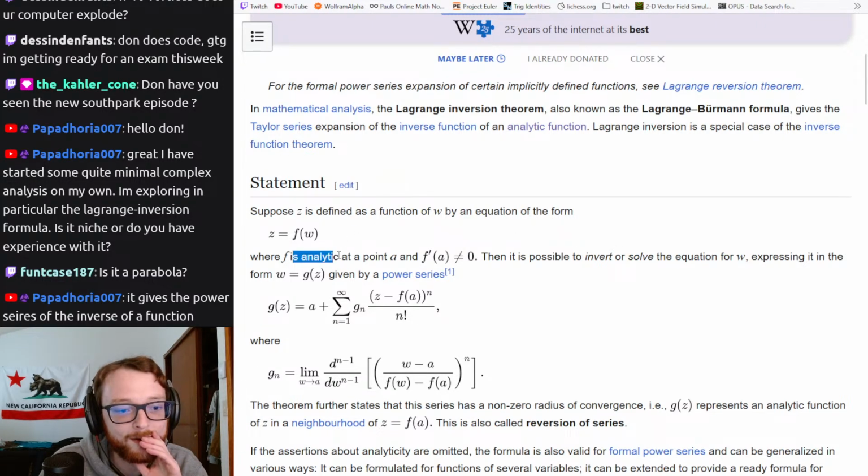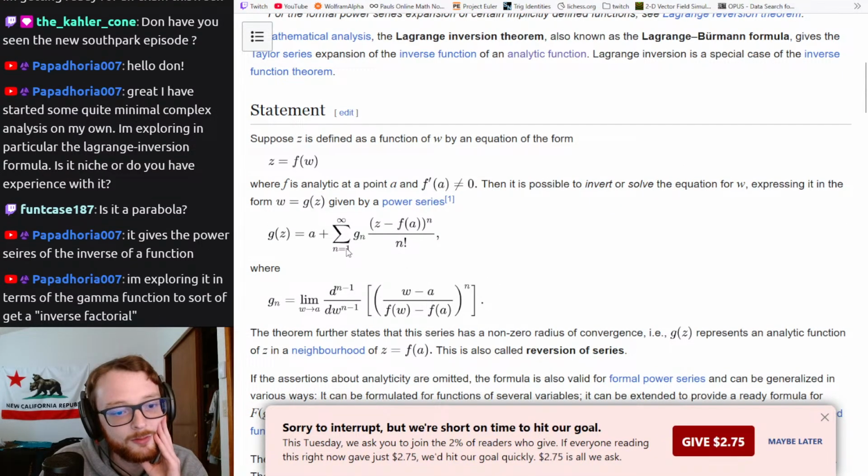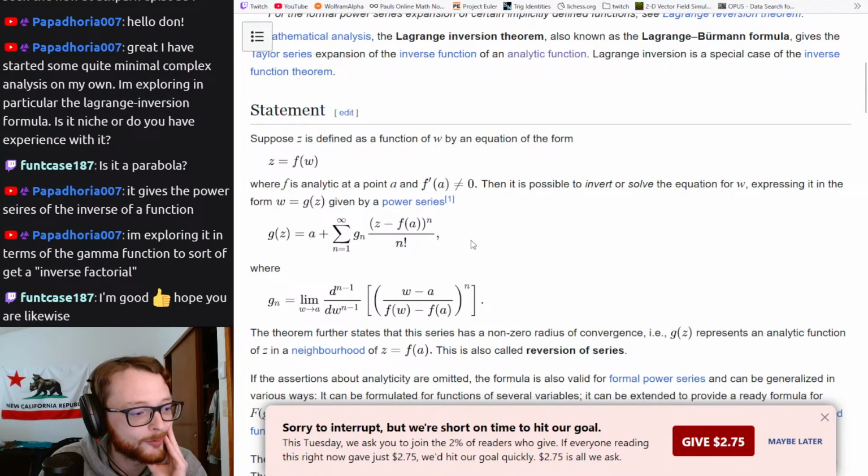So yeah, okay, we do require analyticity. Oh, is this just a rearrangement? Huh. Well, maybe no, it's not just a rearrangement. The gamma function to get an inverse factorial. Ooh, cool.